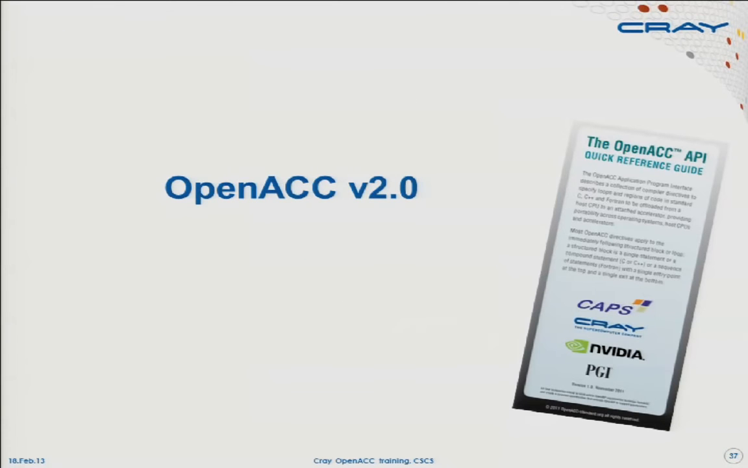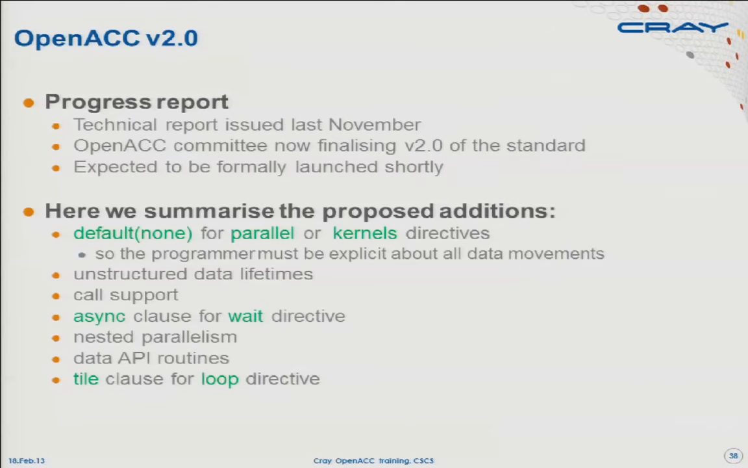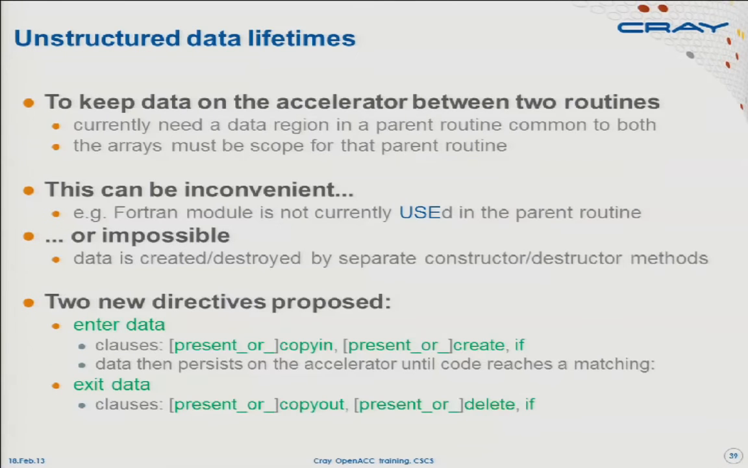So what's going to happen in OpenACC version 2? I have no idea if I'm allowed to talk about this, but I will anyway. A technical report was issued at Supercomputing last year. They're now finalizing version 2 of the standard. I think the big decisions have been made, and there will be a formal launch shortly. Shortly means in the next few months. So what are the proposed additions? Well, there's default none, unstructured ones. I've got slides on these, so let's just go through the slides on each of them briefly.